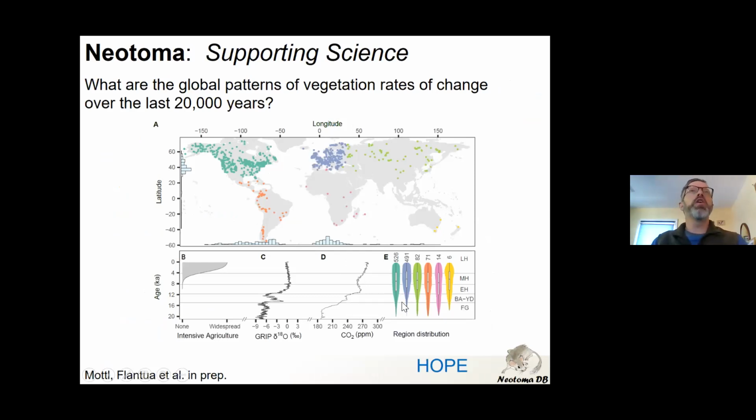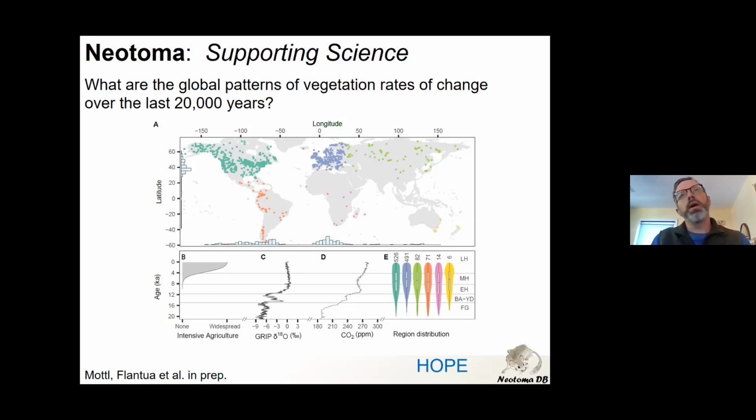Another project that I've been involved in recently has been with the HOPE team, led by John Birks and others in Bergen, Norway, with Andre Model and Suzette Flantua as some of the key leaders, as postdocs doing the active work. This is a project we're working on. This is taking some of the currently available pollen data in Neotoma. This is roughly an April to May snapshot here. And then basically asking what are the global patterns and rates of vegetation change over the last 20,000 years. So that's our site map up top.